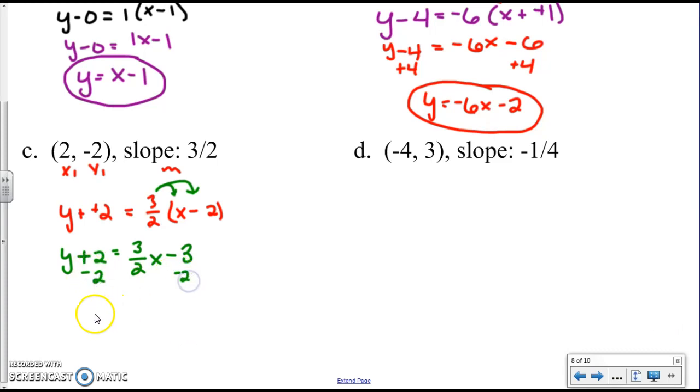Subtract 2 from both sides. Negative 3 minus 2 gives me negative 5. So my slope-intercept form is y equals 3 halves x minus 5.